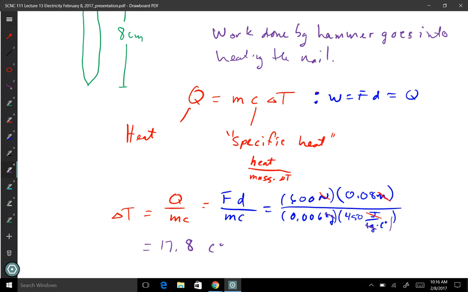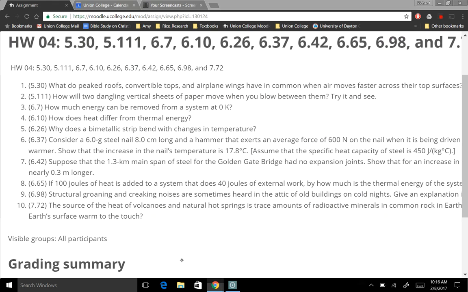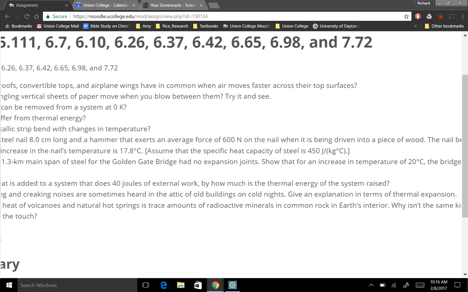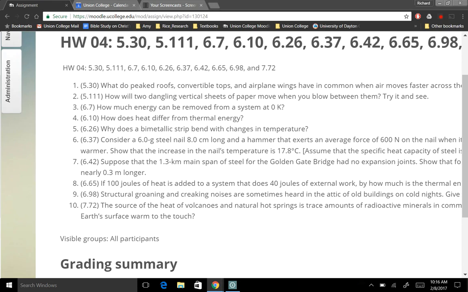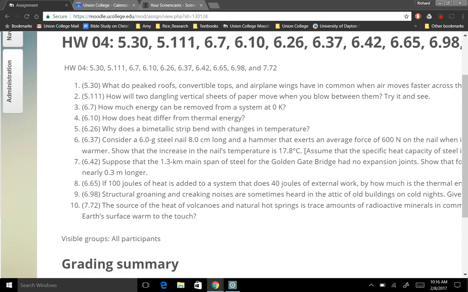Okay, Carmen, what's your other question? Number 10. Our class is a quarter over. Hooray. The source of heat of volcanoes and natural hot springs is trace amounts of radioactive minerals in common rock in Earth's interior. Why isn't the same kind of rock at Earth's surface warm to the touch?